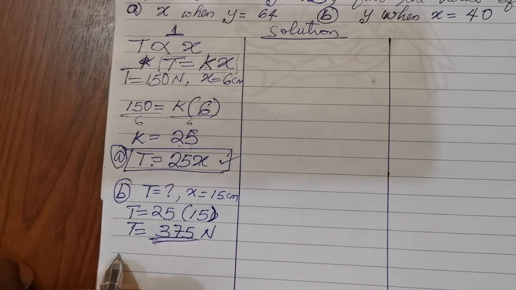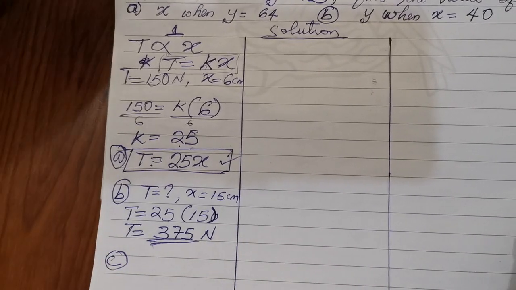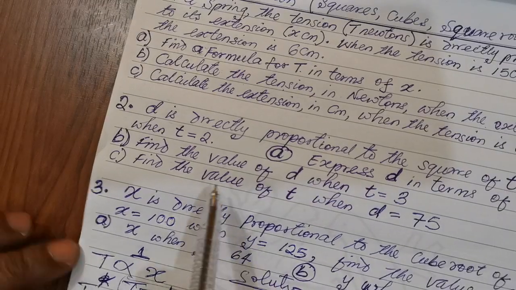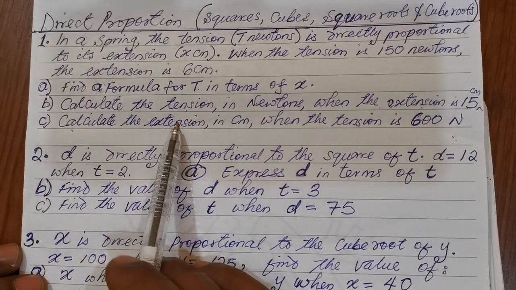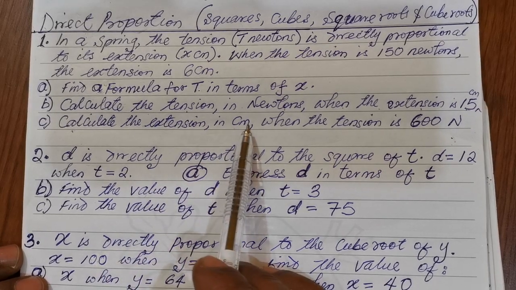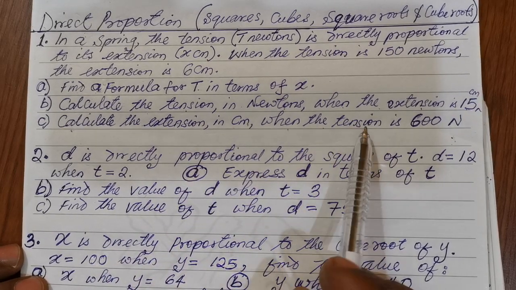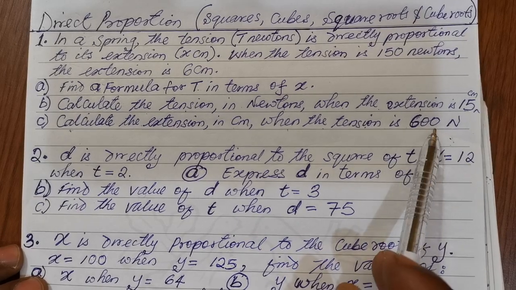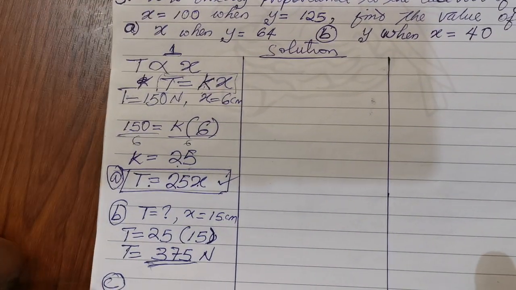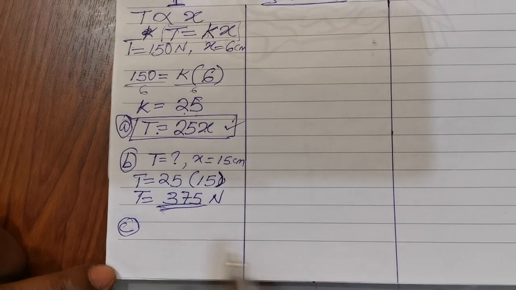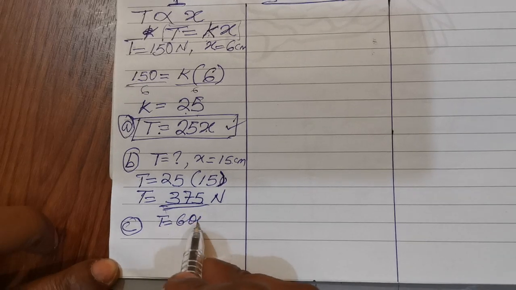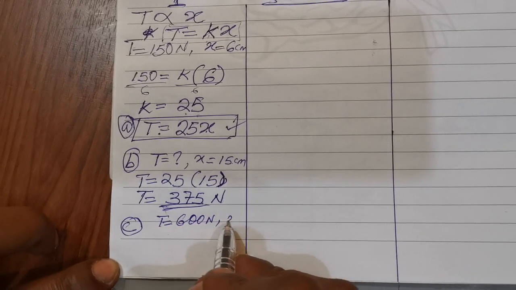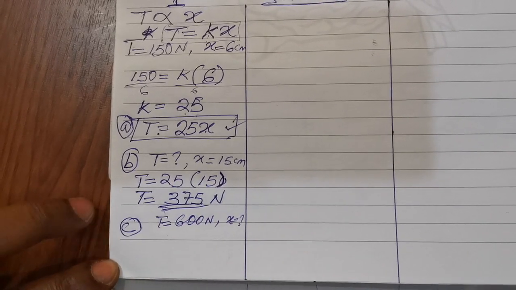Okay. Now the C part says calculate the extension in cm when the tension is 600 Newton. So when the tension is 600 Newton, we want to calculate the extension. Tension is 600 Newton. Extension is what we want to find.